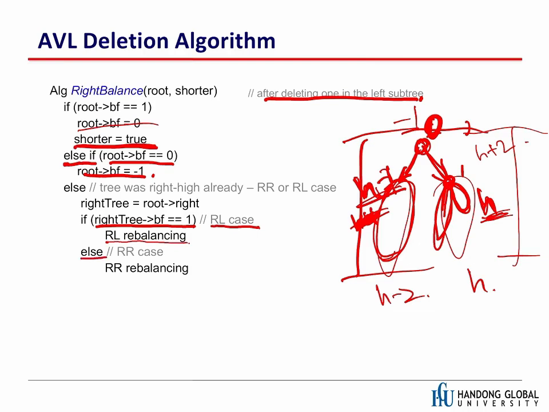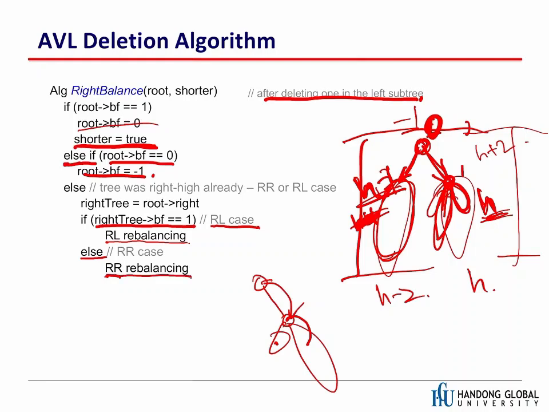Else means the other case. It is something like this. Hold on. The right subtree of this node is longer than the left subtree. Then the right part is longer than the others. So we have the double R case. So we have to call RR rebalancing.